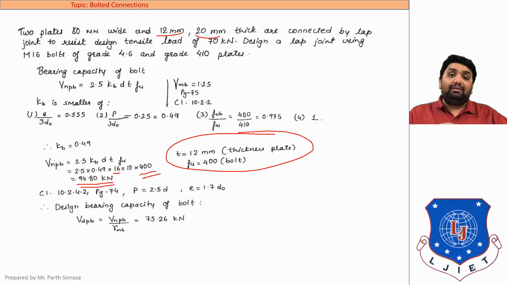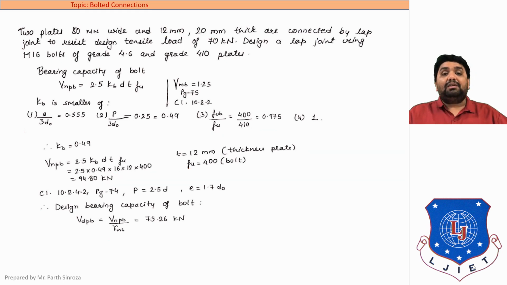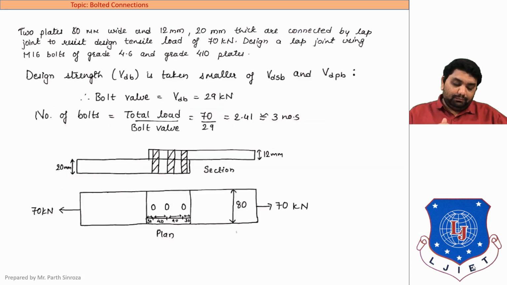After solving VNPB, we will be required to solve VDPB. So VDPB was VNPB upon gamma MB. Gamma MB will again be 1.25. So solving it, we get an answer 75.26. So now we got two values. The first one was shear capacity of bolt, that was 29 kilonewton, and the second is bearing capacity of bolt, that is 75.26. So our final answer will be the smaller of these two.